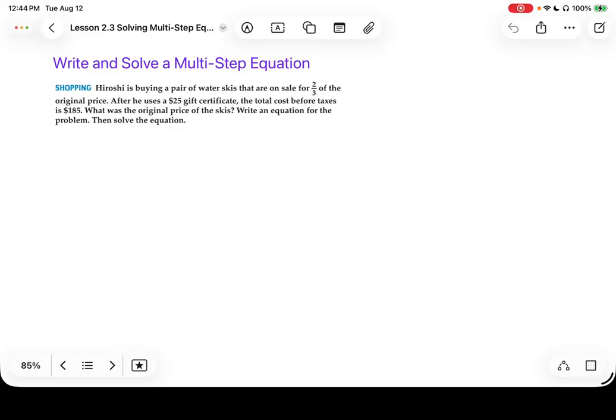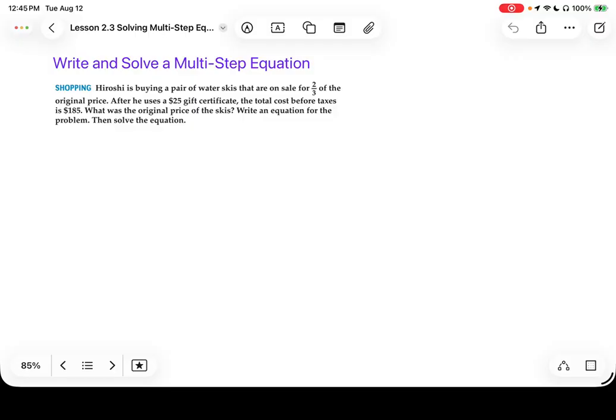Hiroshi is buying a pair of water skis that are on sale for two-thirds of the original price. After he uses a $25 gift certificate, the total cost before taxes is $185. What was the original price of the skis? We're going to write an equation for the problem and then solve the equation.